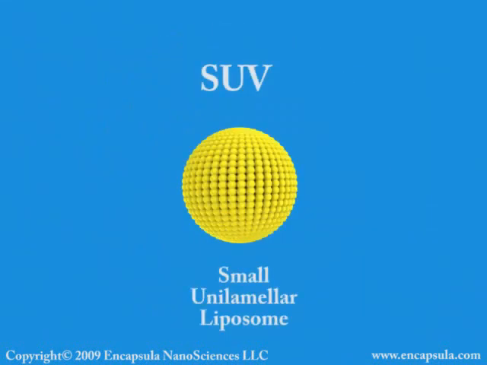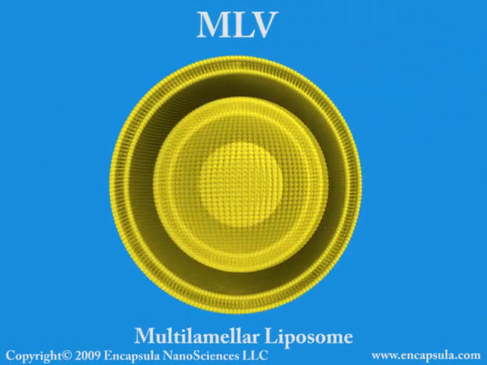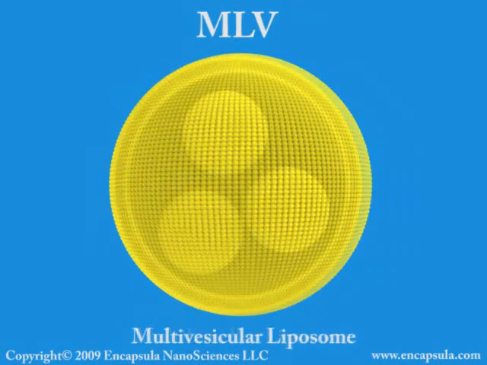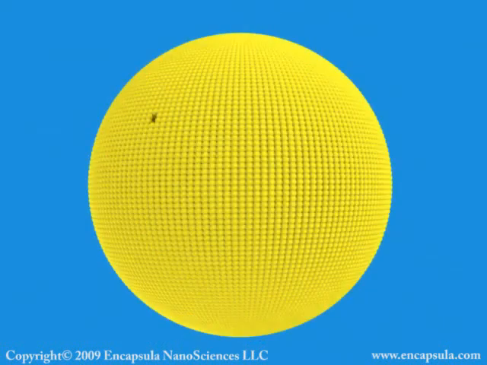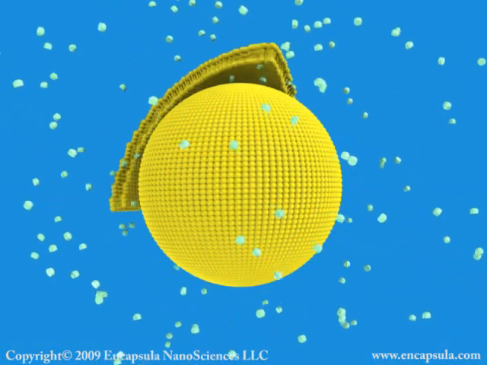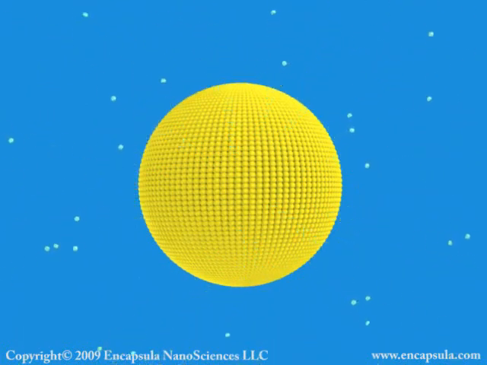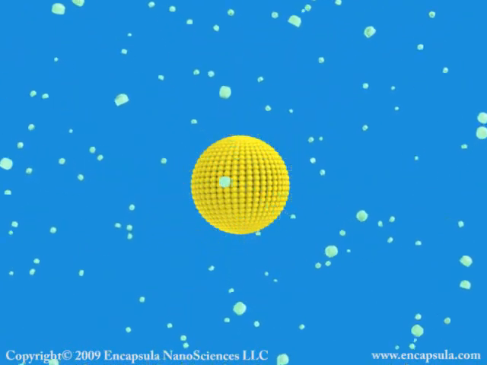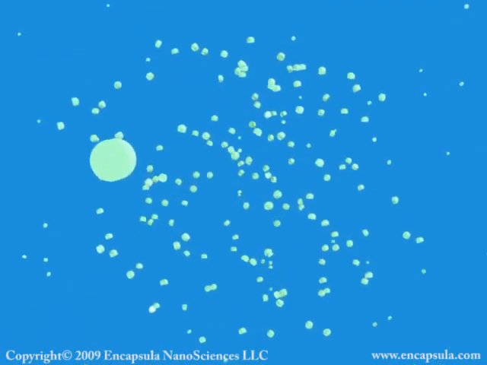SUVs range from 30 to 70 nanometers in diameter, while MLVs can be several microns in diameter. LUVs, or large unilamellar vesicles, range from 70 to 120 nanometers in diameter. Liposomes can encapsulate both water-soluble and fat-soluble drugs, which are slowly released as the liposome is broken down by enzymes and acids found in tissues and cells, especially at disease sites.